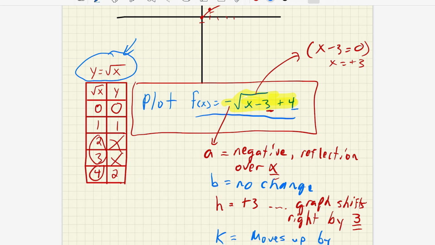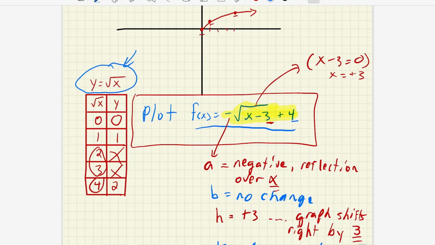we're going to say that it moves up by 4 units, right? Or just by 4. So now we know that there's a reflection over the x. There's no change in terms of a horizontal compression or stretch. There is a horizontal translation or shift by 3, so shifts 3 units to the right, and it moves up by 4 units.